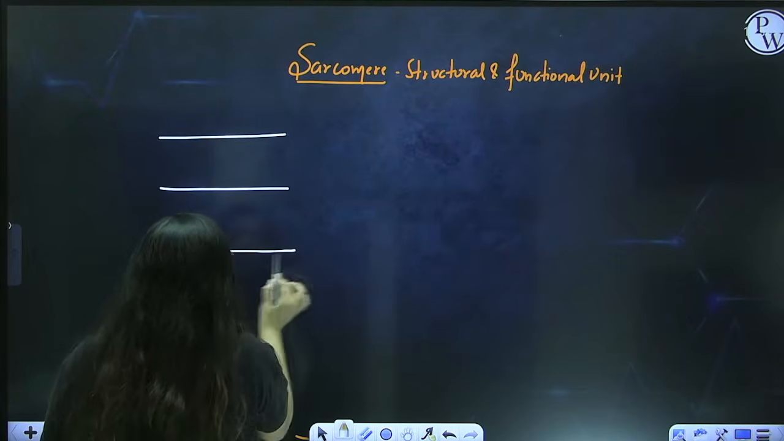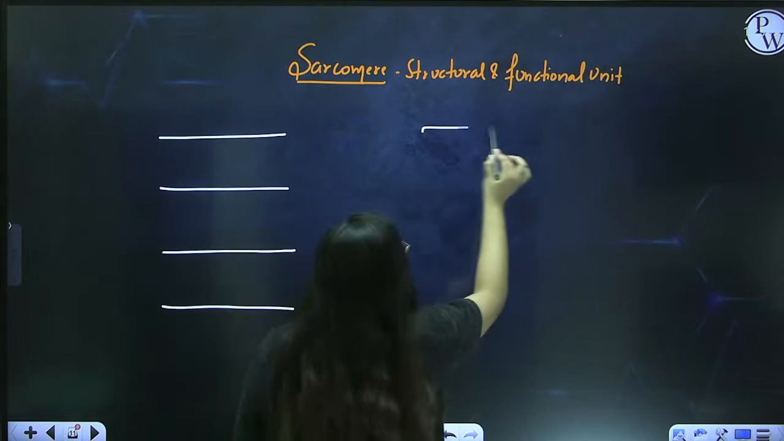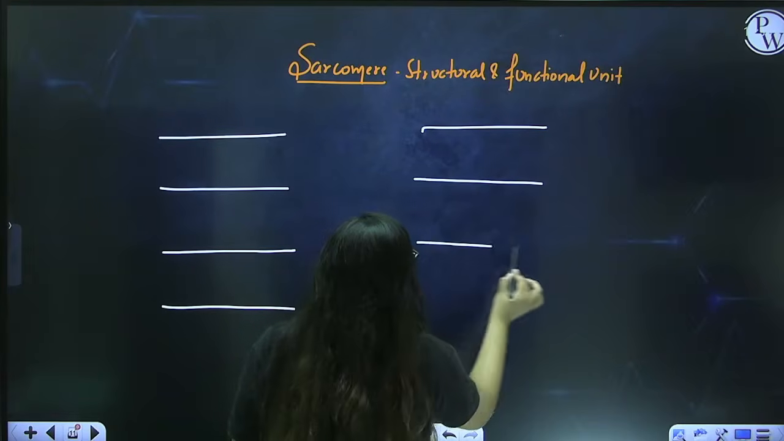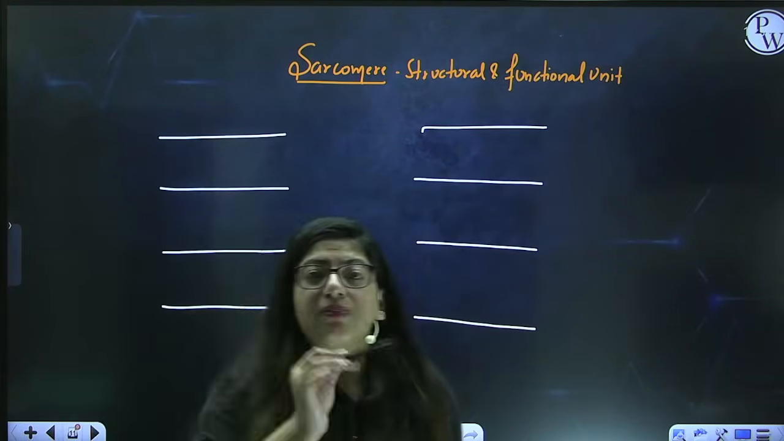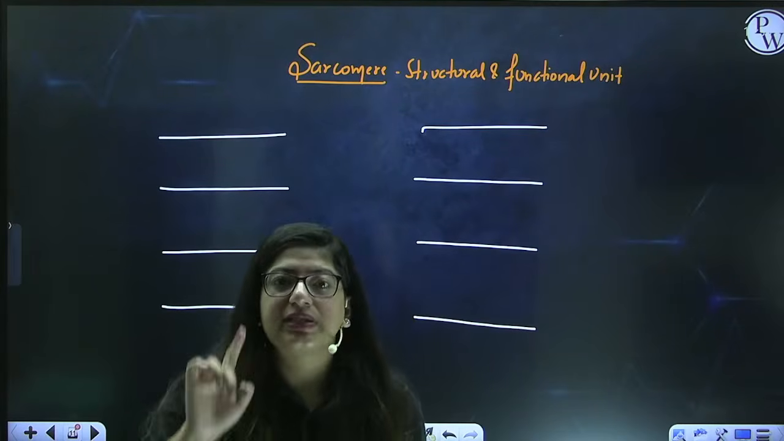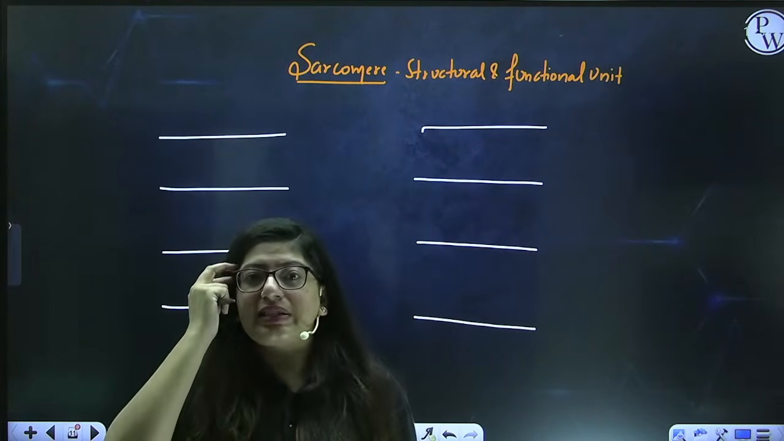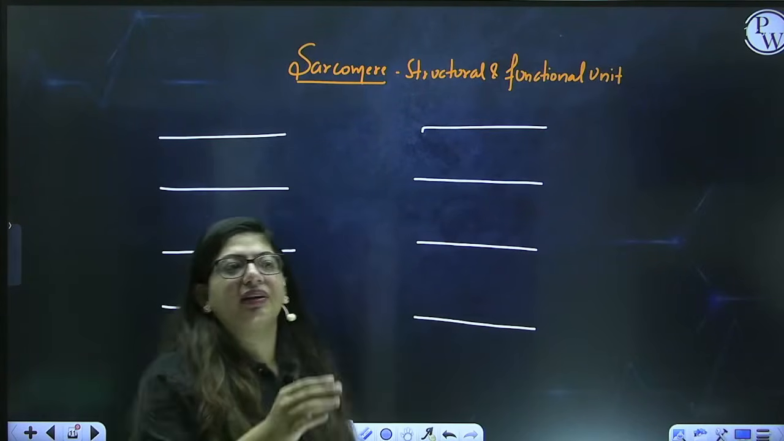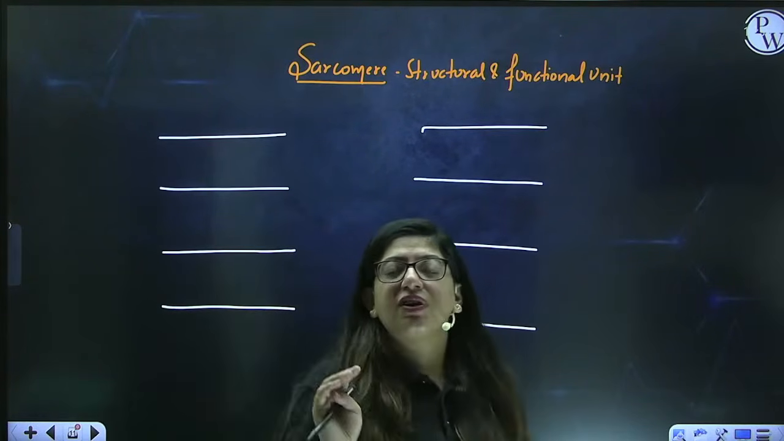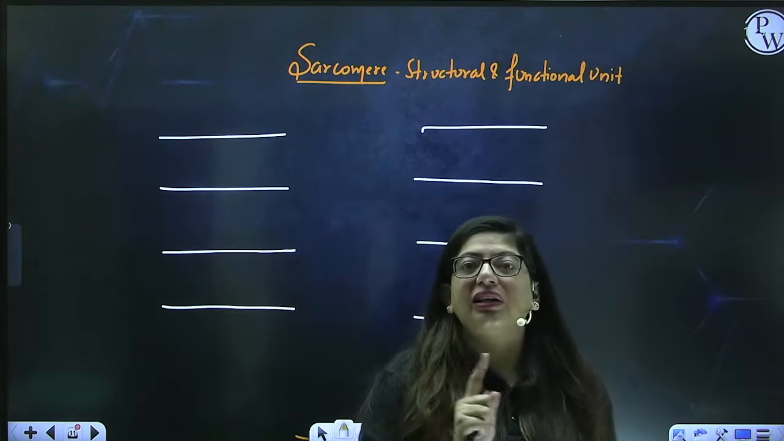So this is how alternative light and dark bands look like. Alternative light and dark bands are formed of myofilaments. What are they made up of? Myofilaments. Myo means muscle, filaments. These contain contractile proteins, just like we say cytoskeletal elements are present. You must have heard of them in the cell chapter: actin and myosin.